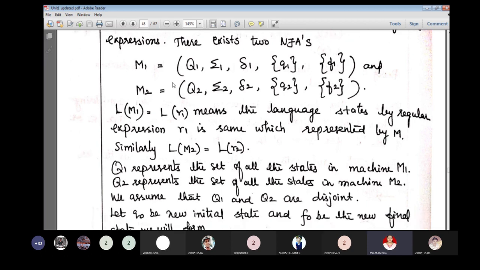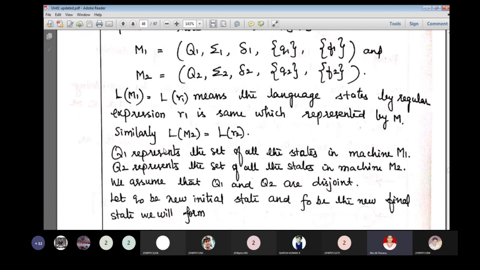Now, L of M1 is equal to L of R1. So what is the meaning? The language accepted by the machine M1 is nothing but L of R1, the language generated by the regular expression R1. Clear? Similarly, L of M2 is L of R2. The language accepted by the machine M2 is the same language generated by the regular expression R2.